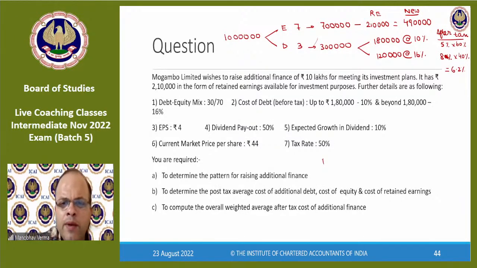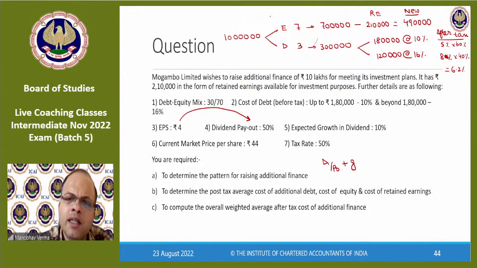So we have D1 upon P0 plus G. And what is the D1, guys? Have they given us dividend here? Probably they have given us the EPS and dividend payout ratio. So we know that my dividend is 2 per share, but there is a growth rate as well.